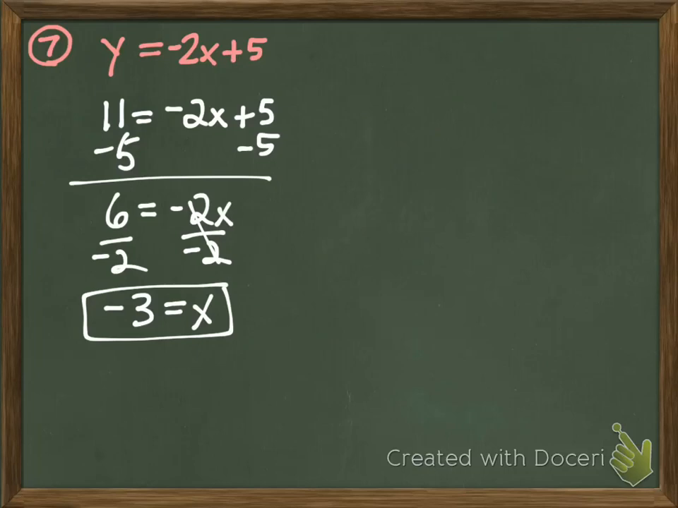And just for fun, let's show off a little bit. If I were going to take that information and put it in a coordinate point form, what would go where? Negative 3 will go first. And y will be 11.